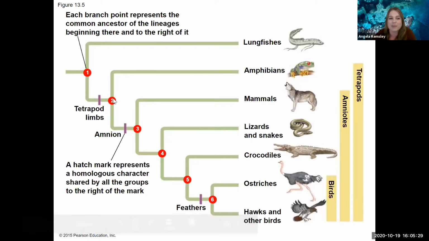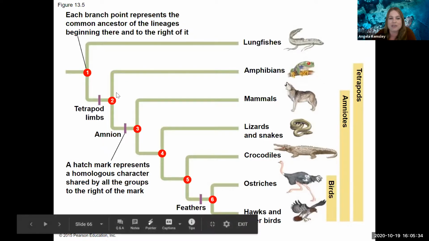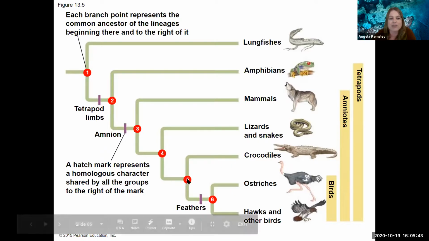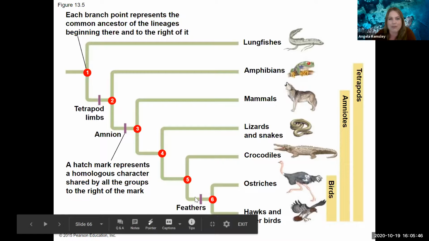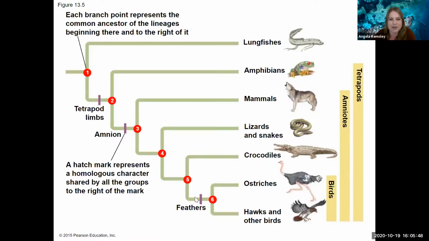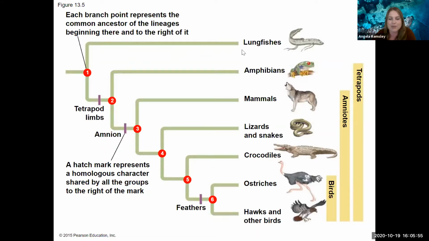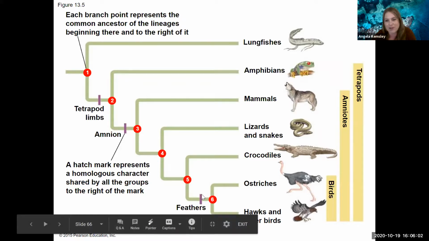Because this is the most recent common ancestor, you'll notice amphibians branched off here. All of these things branched off and are separate from amphibians because of the amnion, which is something found in eggs, like amniotic fluid. So when you see these hatch marks, that means there was some big evolutionary event, some big adaptation that evolved that set all of these things apart from another group. So be able to read these, know what these most recent common ancestors are, and be able to find what the big evolutionary events were.